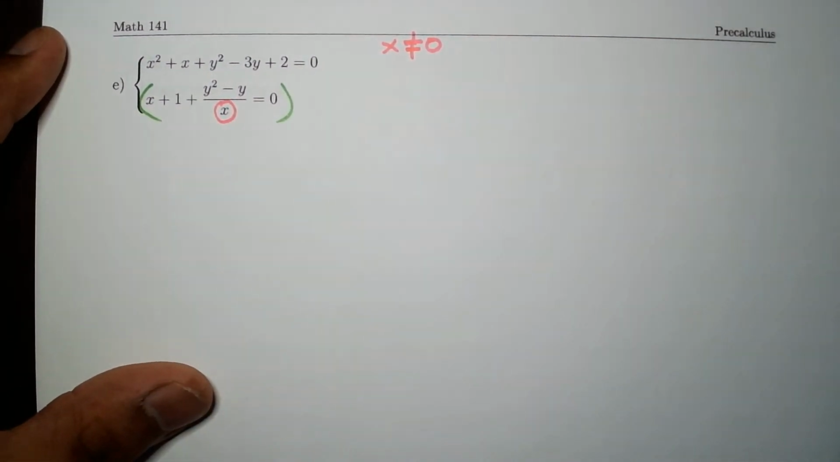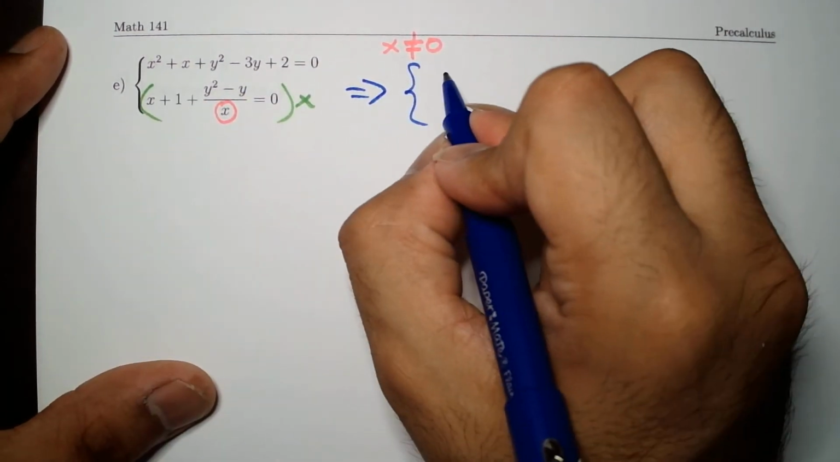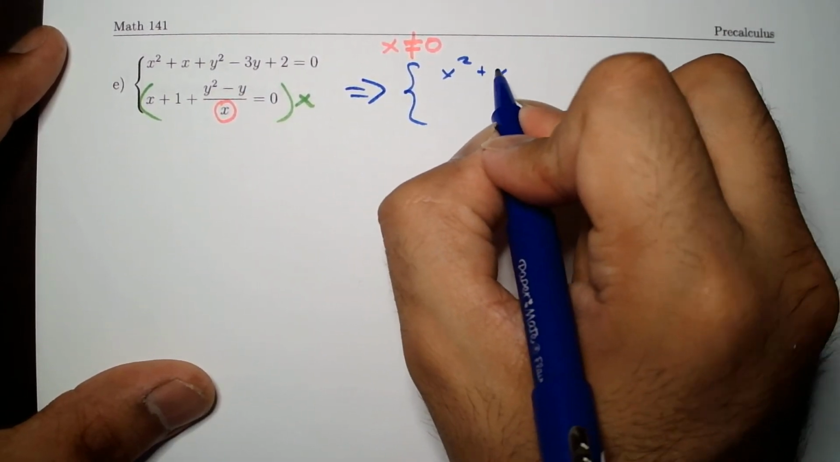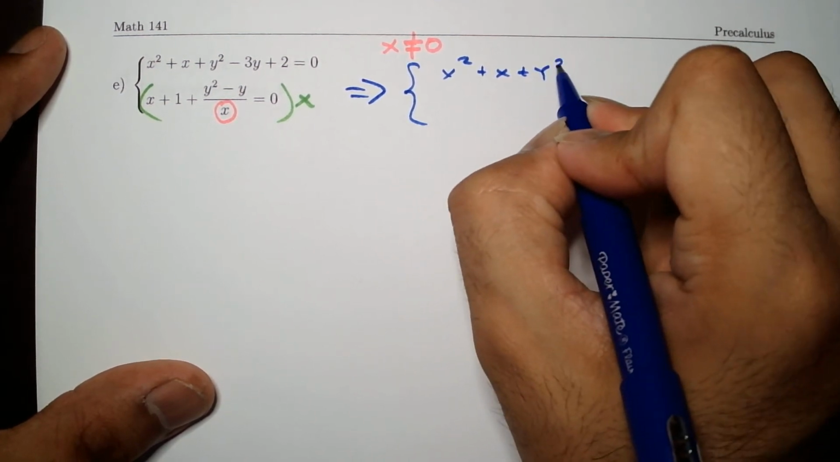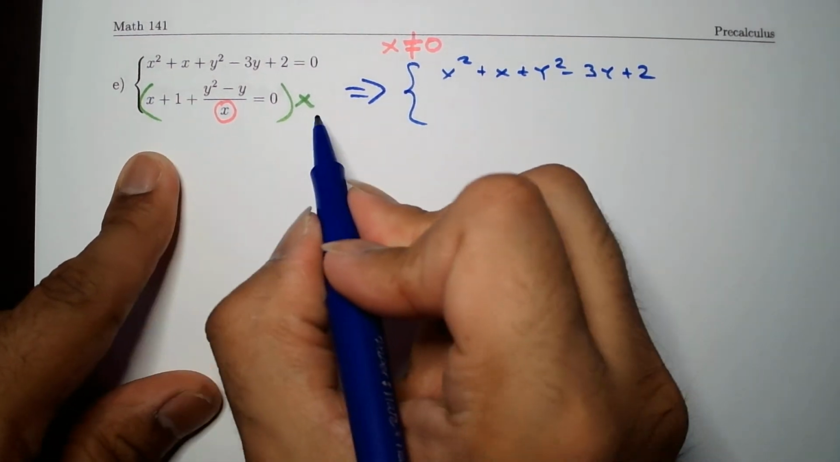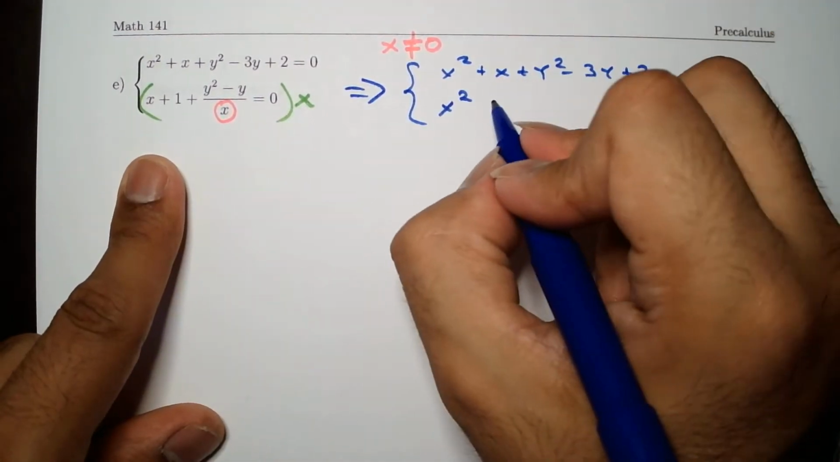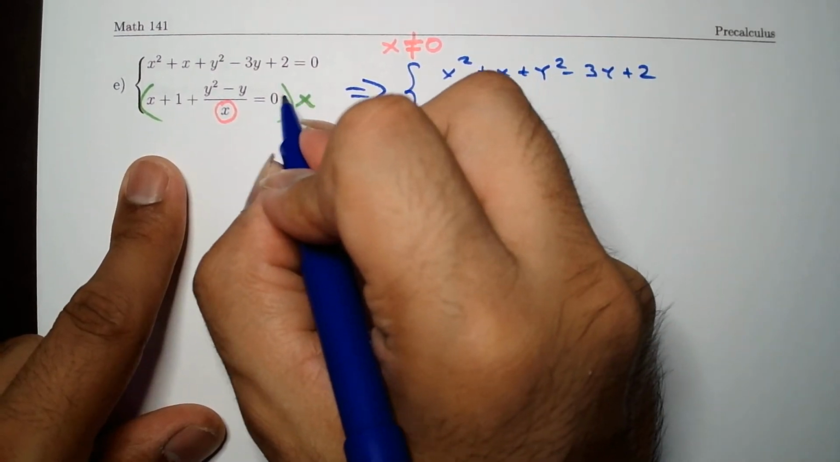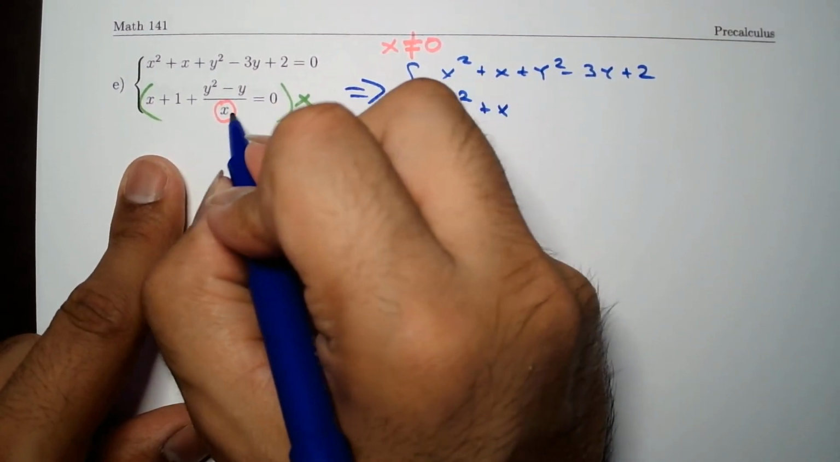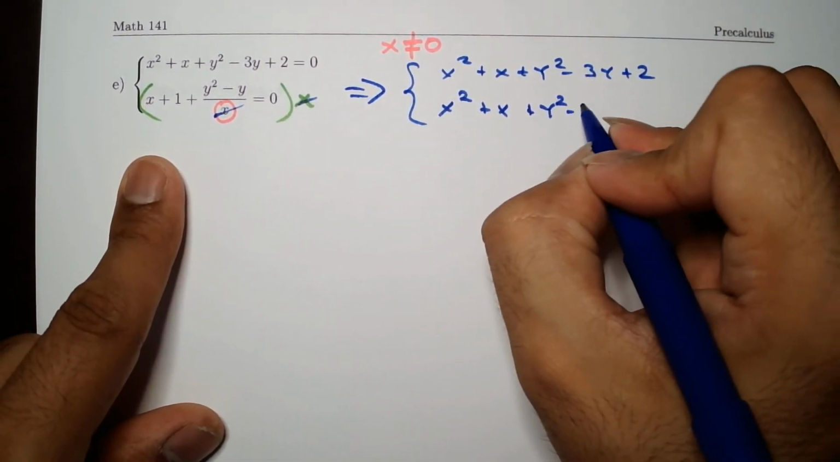All right, yeah, this system looks a little bit crazy, but it's not as bad as it looks. So, in this case, the first equation remains the same, x squared plus x plus y squared minus 3y plus 2, and multiply everything by x. So x times x, that's x squared. X times 1 is x. X times this quantity, well, basically the x's cancel, and we get simply y squared minus y.